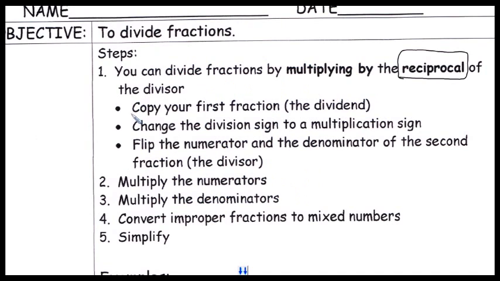Now, in the notes, they simplify it for you. They give you step by step exactly what you need to do. You need to copy your first fraction, change the division sign to a multiplication sign, and then this last bullet right here just means you multiply by the reciprocal. Let's look at an example right quick.